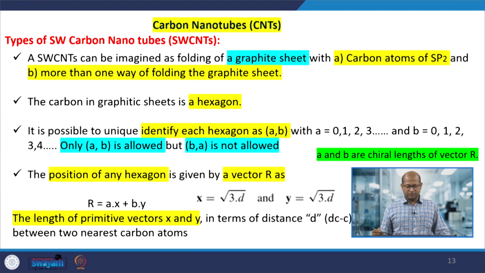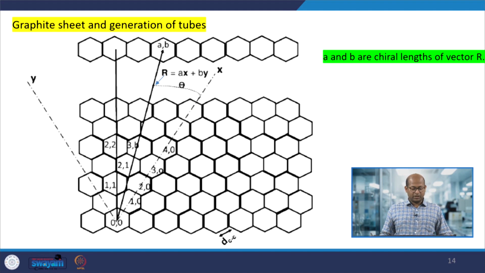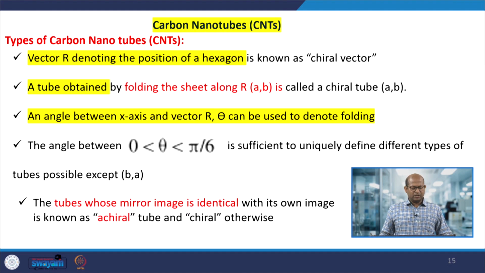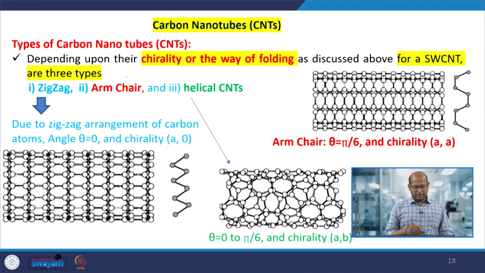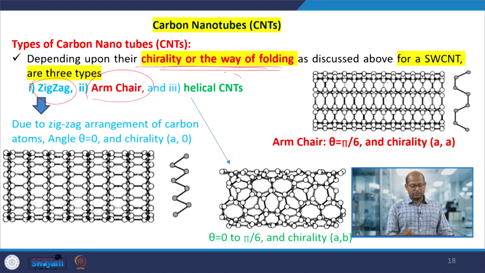Then, types of single wall carbon nanotubes. It is said that carbon is sp2 hybridized, and graphitic sheets are folded into cylindrical shapes. So here, different types of carbon nanotubes are formed, depending upon their chirality, or the angle at which they are folded.